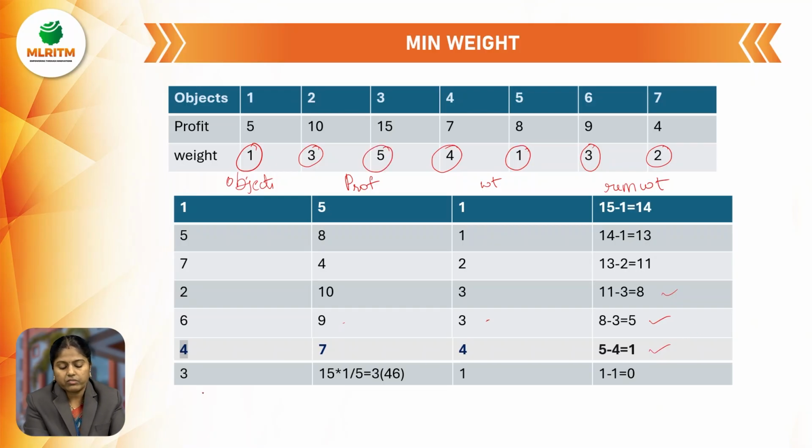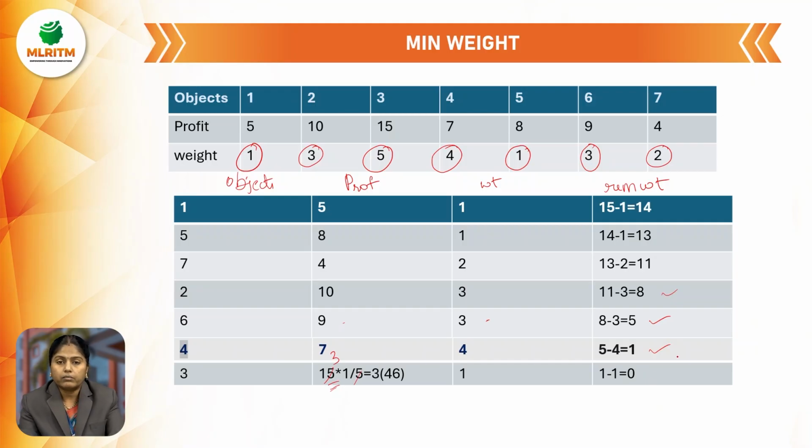Okay, what is the object for this particular weight? 3. And what is the profit here? It is 15. Okay, profit is 15. And here what you have to consider is 1 by 5, that is equal to 3. 5 into 3, 5 threes are 15. And the weight is 1, that is 1 minus 1, which equals 0.